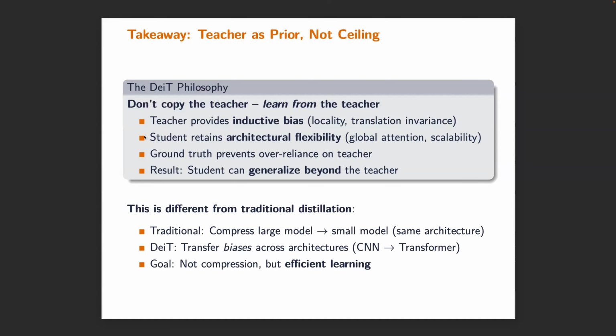So we will see knowledge distillation later, but note that here we basically transfer these biases across these architectures. And instead of a mere compression, we instead bring an efficient learning, where the smaller model is not really copying the teacher, but it's learning from the teacher and eventually becomes better. So the teacher's signal is not really replacing the ground truth. It is supplementing it.